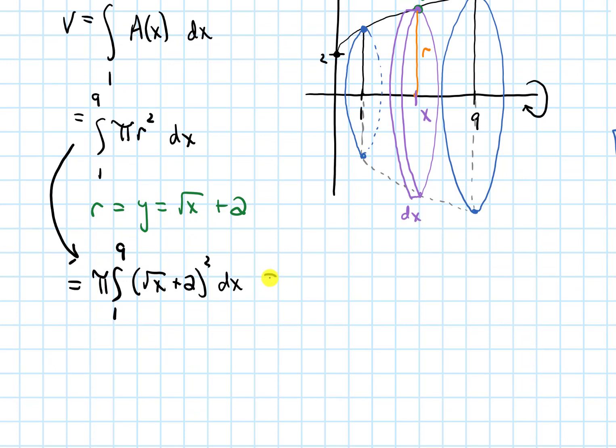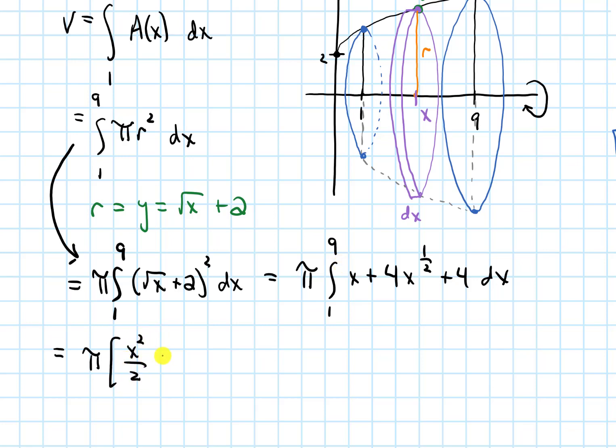All right, so if I simplify, we get pi times the integral from 1 to 9. And if I square this, if I expand it, I'll get x plus 4 root x, which is 4x to the 1/2, plus 4 dx. Now I can do the antiderivative. So I get pi times x squared over 2 for the first term. Then I'll get 4 times the antiderivative of x to the 1/2, so I'll get x to the 3/2, and when I divide by 3/2, that's the same as multiplying by 2/3. And then for the plus 4, that antiderivative is 4x.